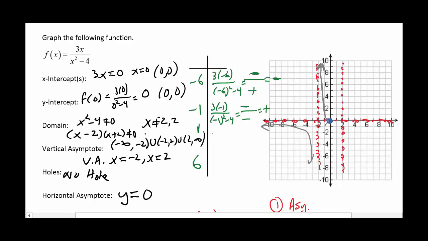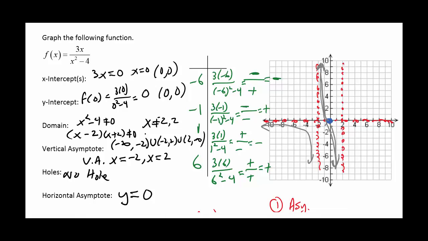And let's keep going with the 1. So 3 times 1 over 1 squared minus 4. Well, 3 times 1 is a positive number, and the denominator is negative, so I get a negative result. So it looks kind of like a snake in the middle, where it's curving on both sides. And then if we evaluate it at 6, we get 3 times 6 over 6 squared minus 4. I get a positive and a positive, which gives me a positive result, which tells me it's got to be hugging above. So on this part of my graph, it's got to be above the horizontal asymptote in that whole hugging idea.